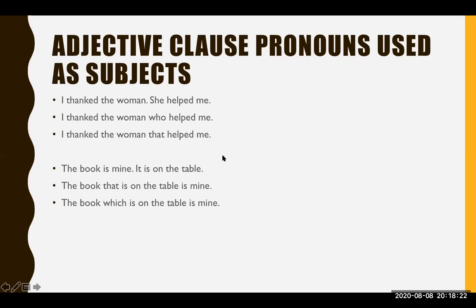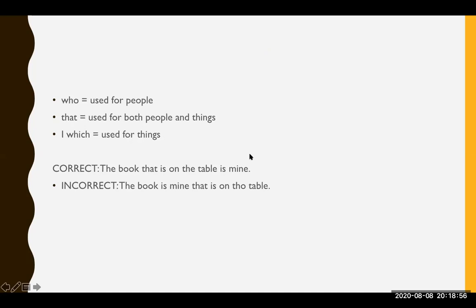Now, when you use who to talk about people, you can replace who with that. "I thanked the woman that helped me." Both sentences are correct and acceptable. Now, if we talk about things, we use which. "The book is mine, it is on the table." "The book that is on the table, or which is on the table, is mine." If you talk about things, you don't use who, but you can replace which with that, exactly like you replaced who with that. So who is used for people, which is used for things, that is used for both.